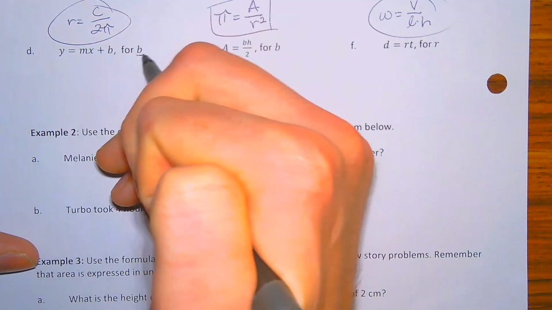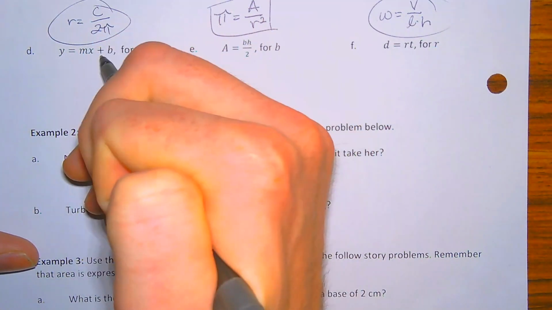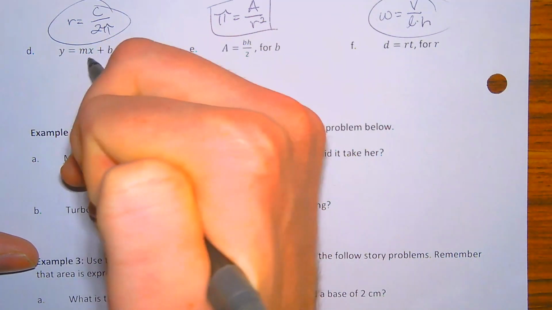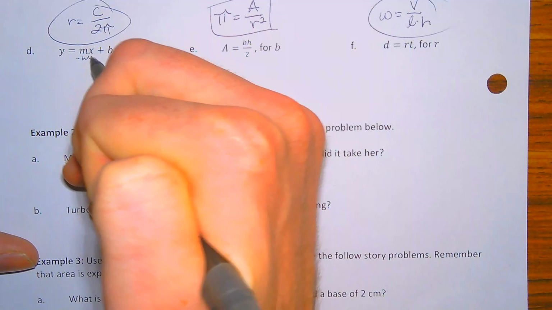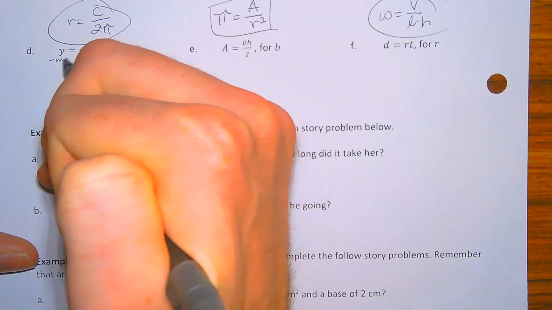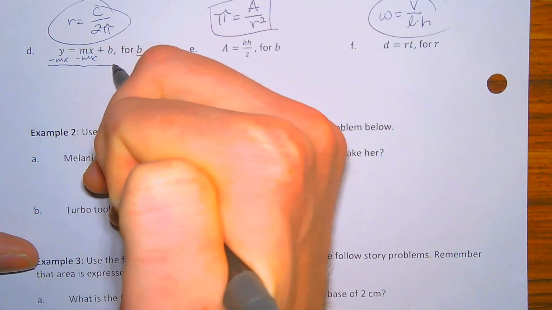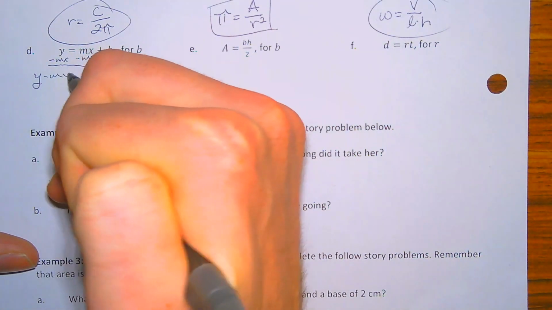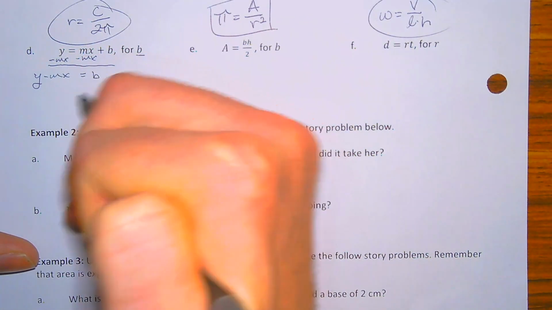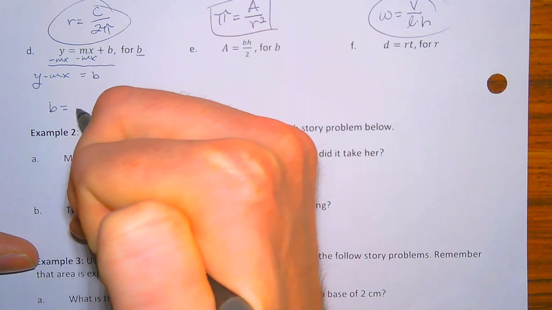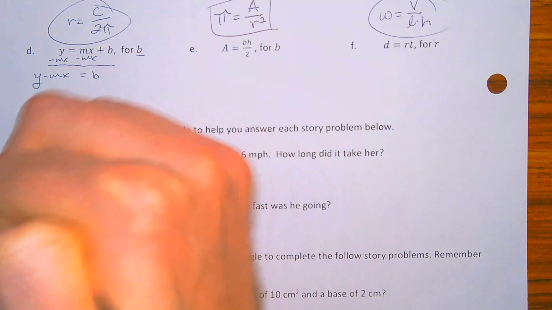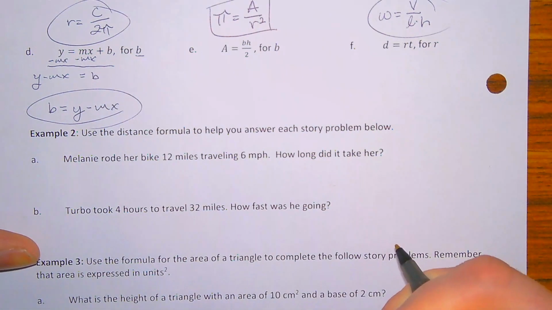Here we're asked to solve for B. Well, in this case, the B is being added to the mx. So instead of dividing the mx away, what we want to do is subtract it away because it's not attached to that B. Okay? That should give us y minus mx equal to B. Or, remember, we want to have our solved for variable on our left-hand side right there. B equals y minus mx.